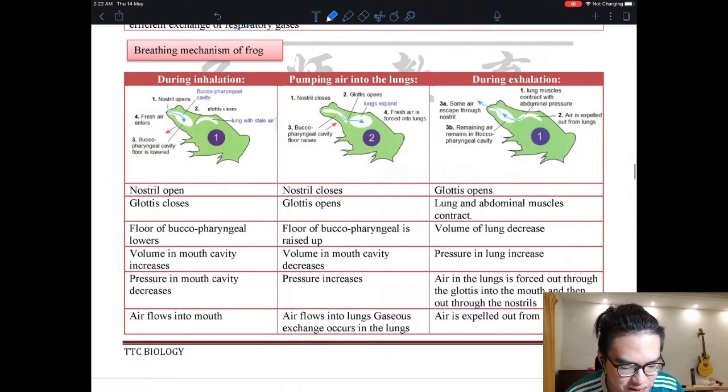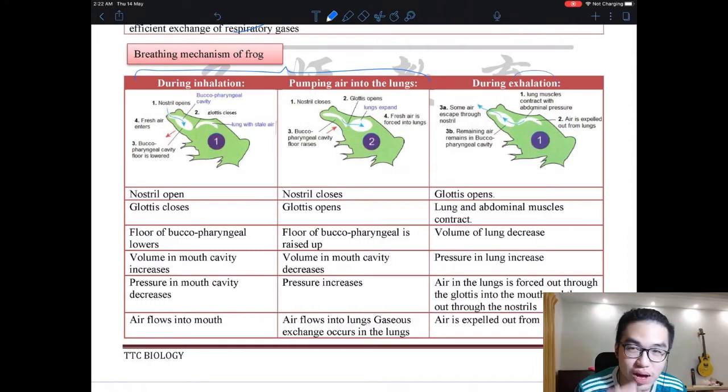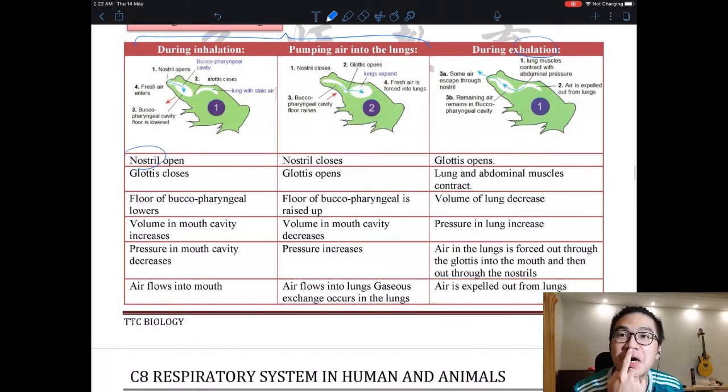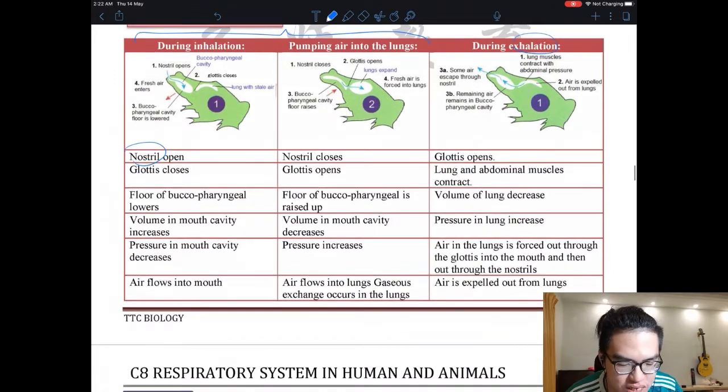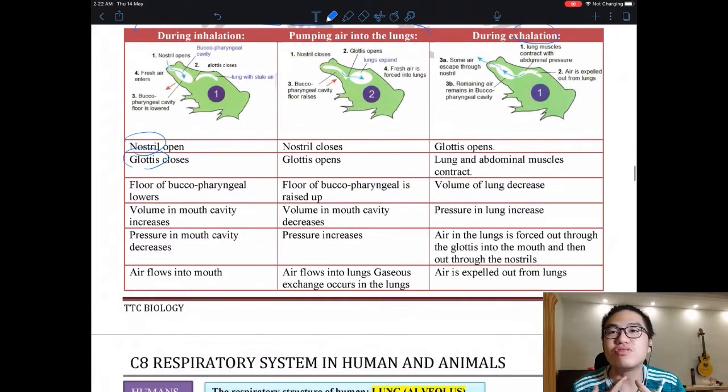So these two are actually inhalation, and then you have exhalation. What happens during the first step, to suck air into the mouth? The nostril opens, your lubang hidung. Then the glottis closes. What is the glottis? The glottis is this valve. It means the throat. It closes here, because if this is open, I will draw air in from the lungs, which I don't want. I want to draw air from outside, not from here.